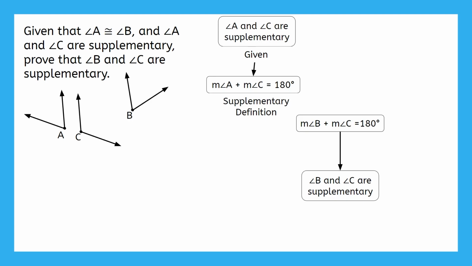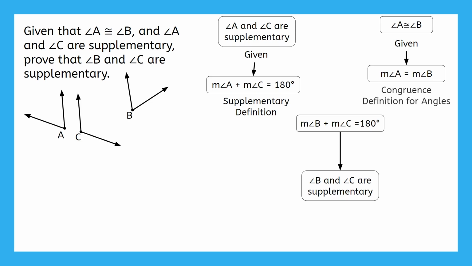In another branch, I have that angle A is congruent to angle B because we were given this. Then we'll move from congruence to an equality to say that the measure of angle A is equal to the measure of angle B by the congruence definition for angles. At this point, I can see that I actually already have all of the information that I need.